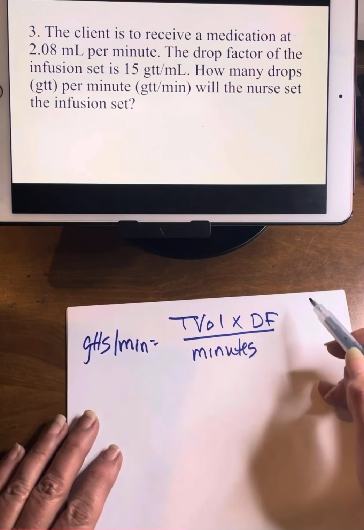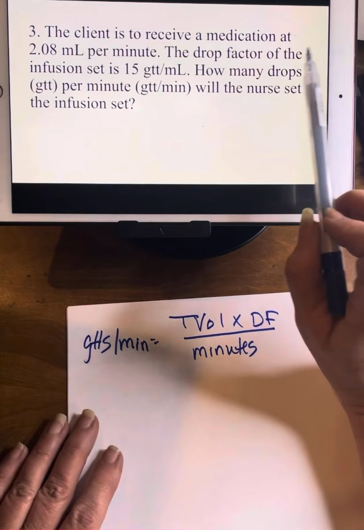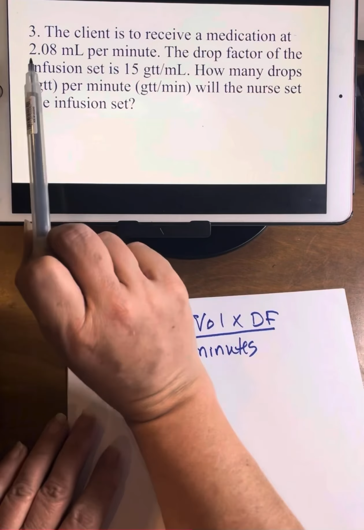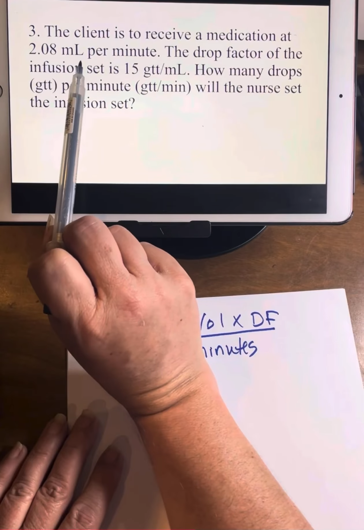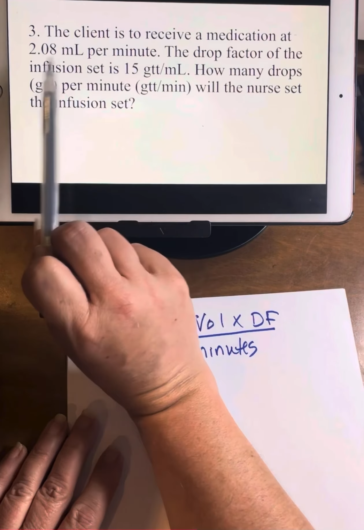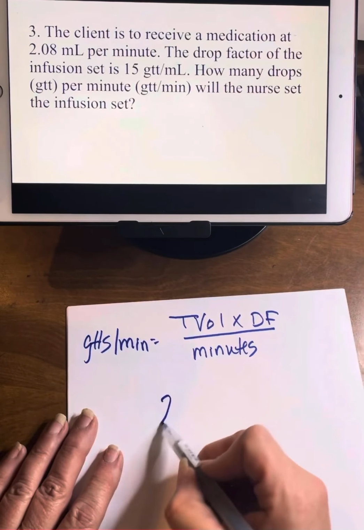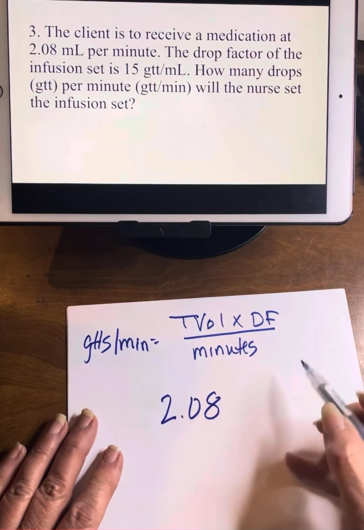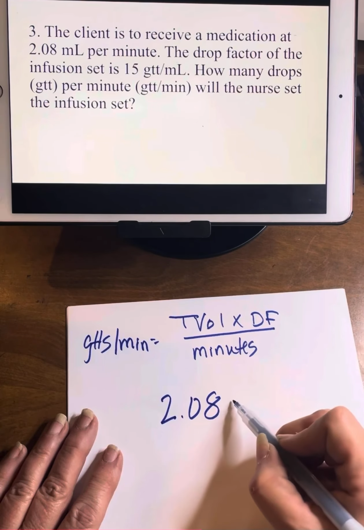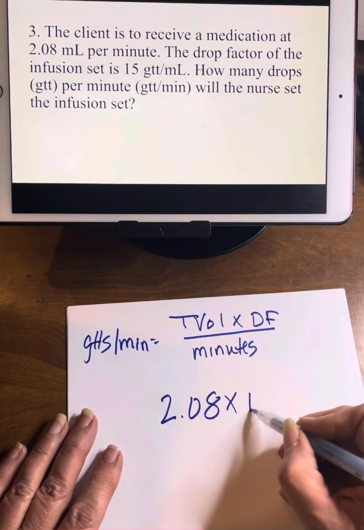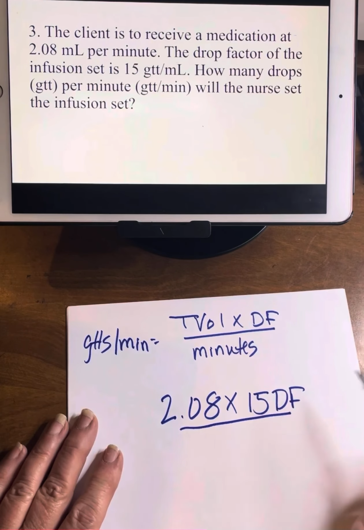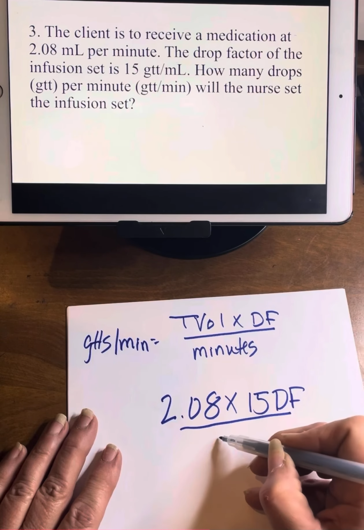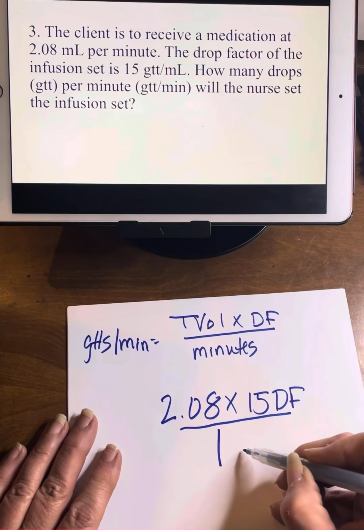I can do this. So look, the total volume they gave us is 2.08 milliliters per minute. And so that's what we're going to use. The total volume is 2.08 milliliters. And the drop factor is a 15 drop factor. And how is that going in? Over 1 minute.